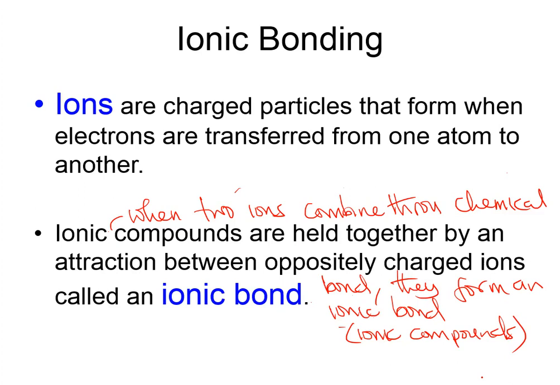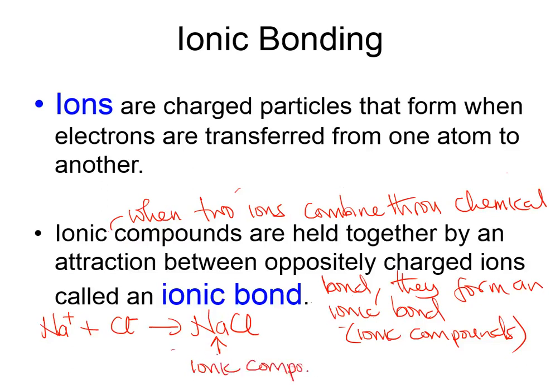Two ions that are opposite, that are going to attract. For example, here, if I have two ions like sodium, which is positive, and chlorine, which is negative, if I add them, they will form an ionic compound, which is sodium chloride. So this one is an ionic compound. And we'll see how this ionic compound forms.